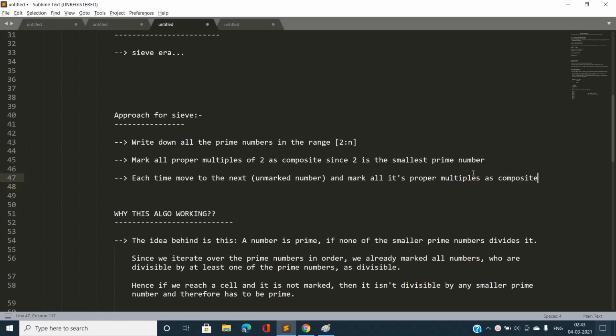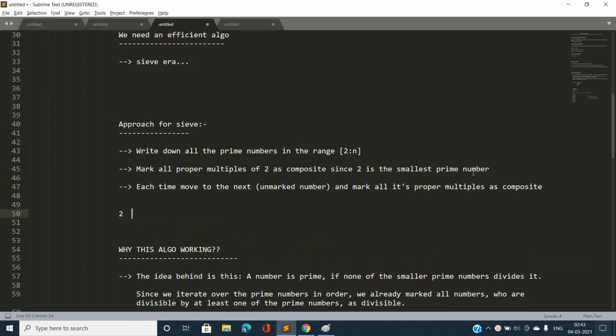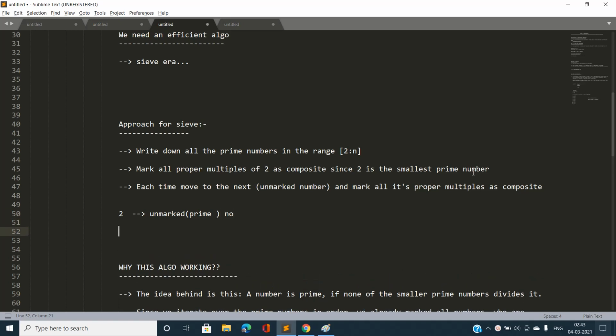So suppose I have picked 2 as the unmarked number, and let's say it is an unmarked prime number, and I'm going to mark all its proper multiples, that is 4, 6, 8, 10. These are composite numbers.